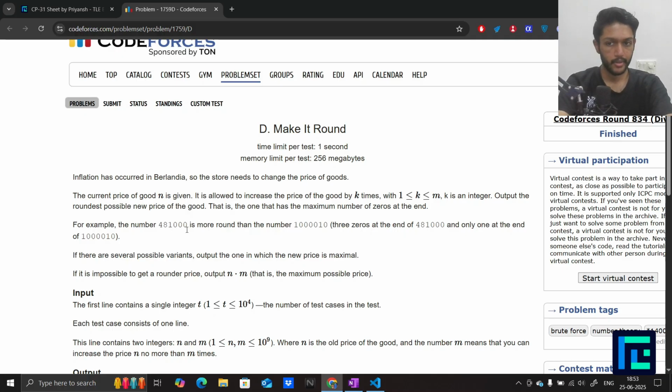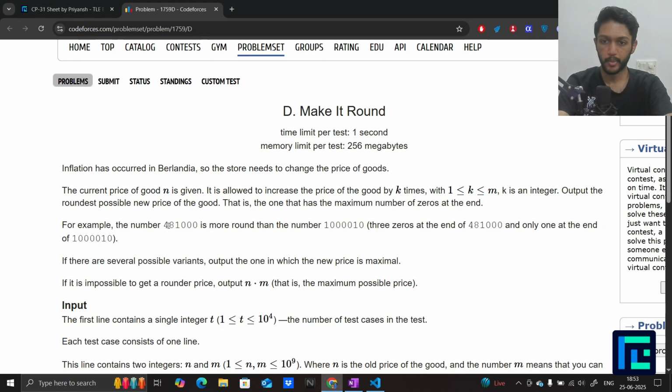at the end. For example, the number 481000 is more round than the number 100010, because there are 3 zeros at the end of this number but only 1 zero at the end of this number. If there are several possible variants, output the one in which the new price is maximal. If it is impossible to get a rounder price, output n times m.